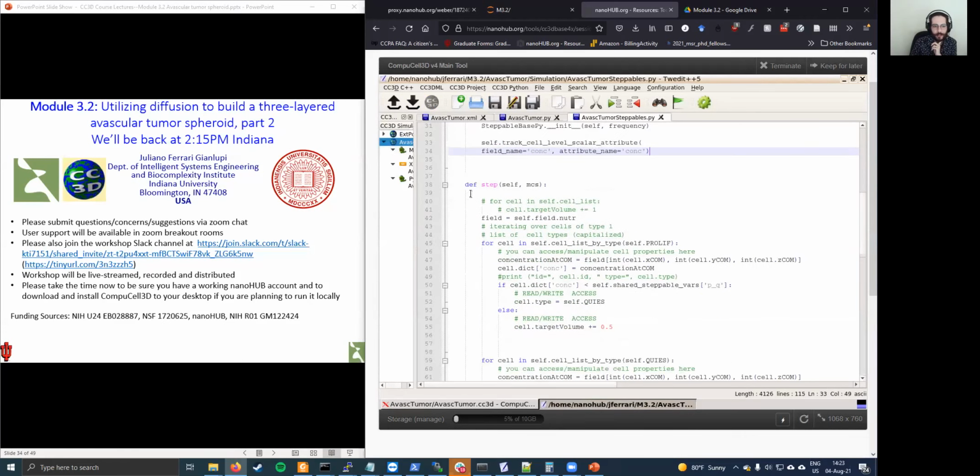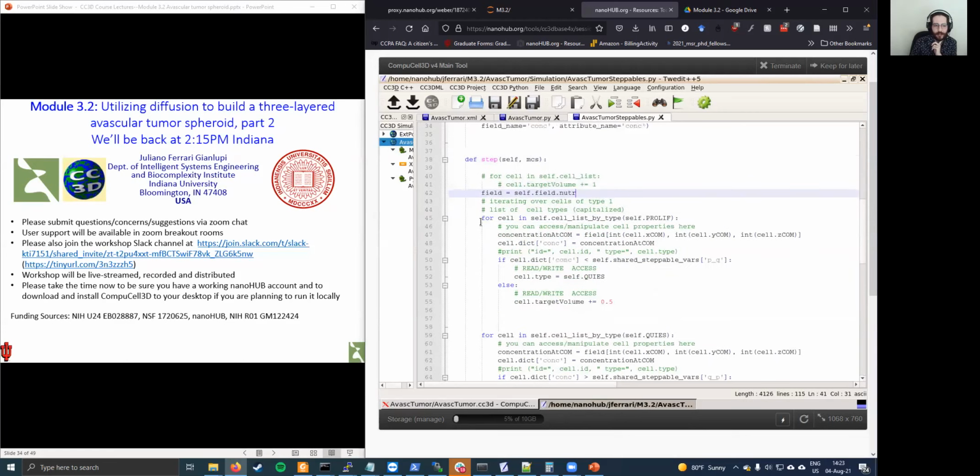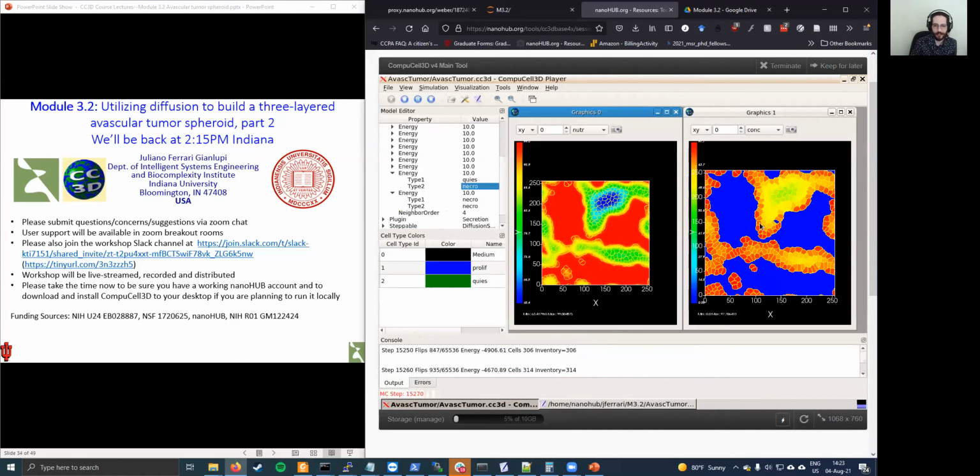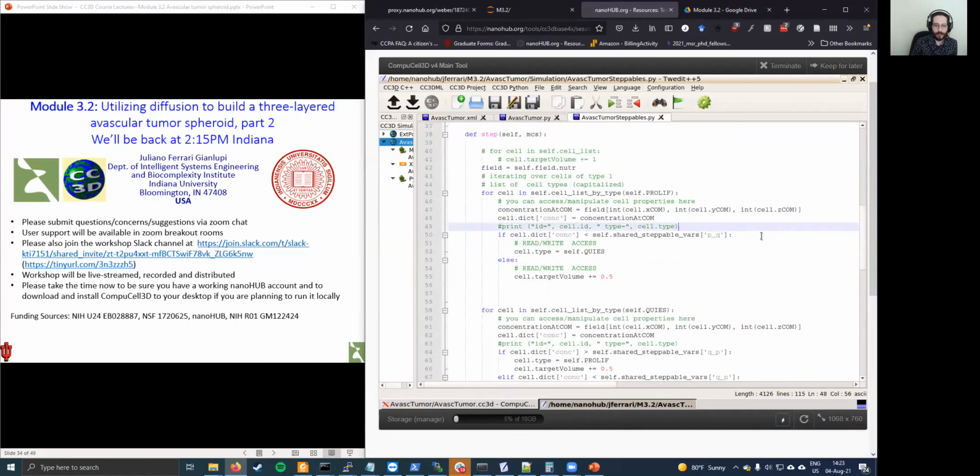And then in the step function, we are asking for all of the values of the nutrient field. Then we are going over all of the proliferating cells. We are measuring the concentration at their center of mass. We are saving that to the cell dictionary. That's what allows us to see this field here on the right. And then we are checking if that concentration is below our transition threshold for quiescence. And if it is, the cell becomes quiescent. If it's not, it's still proliferating, so it grows by a little bit.